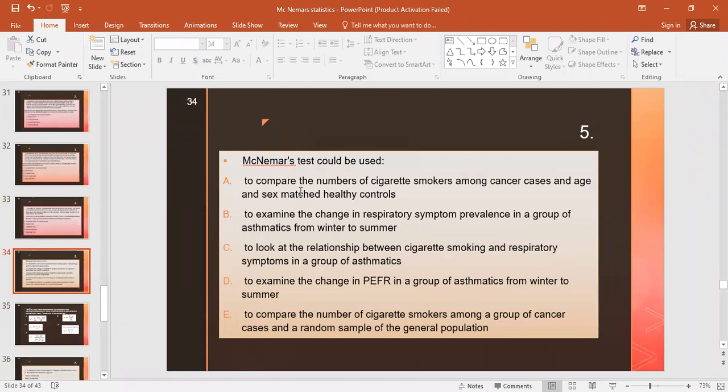A McNemar test could be used to: compare the number of cigarette smokers among cancer cases and age and sex matched healthy controls; examine the change in respiratory symptom prevalence in a group of asthmatics from winter to summer; look at the relationship between cigarette smoking and respiratory symptoms in a group of asthmatics; examine the change in PEFR in a group of asthmatics from winter to summer; or compare the number of cigarette smokers among a group of cancer cases and a random sample of the general population.